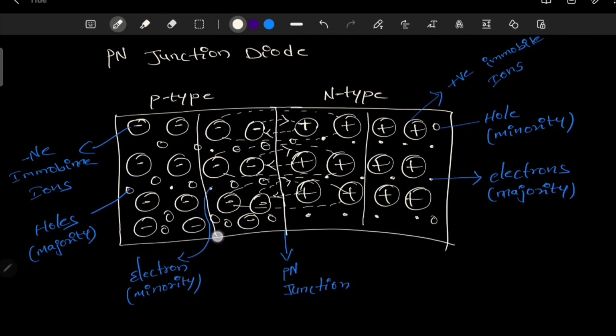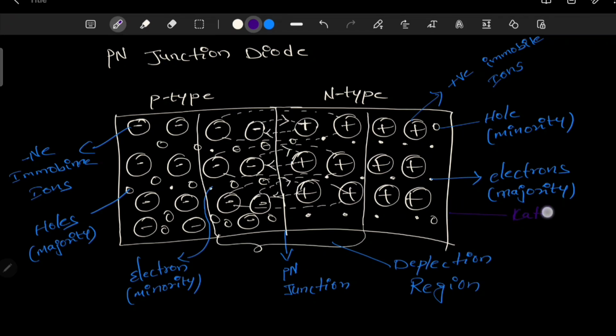So here I am showing the barrier potential. So this is the barrier potential. Up to the formation of barrier potential, the diffusion process will continue. So now the depletion region will be formed. And here I am indicating the n-type as cathode, and the p-type as anode. The formation of PN junction diode is very simple.